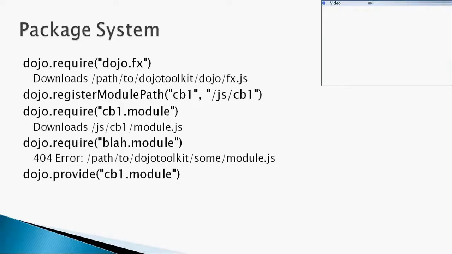When you do that, it also downloads that file if it is not already there in that page. And register module path we already discussed. In the same way, if you give something which is not there, not even in your directory, it will give an error. It will simply fail. And dojo.provide, normally we put this at the top of the file to tell Dojo, okay, this is my namespace for the current code.